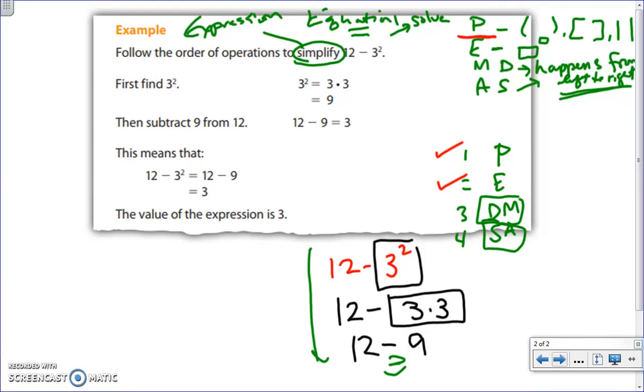So there's a little review again of order of operations, grouping symbols, exponents, multiplying and dividing whatever you see first from left to right, and then adding and subtracting whatever you see first from left to right in that order. Okay, so that's it for today. When we simplify the expression, it just equals 3.